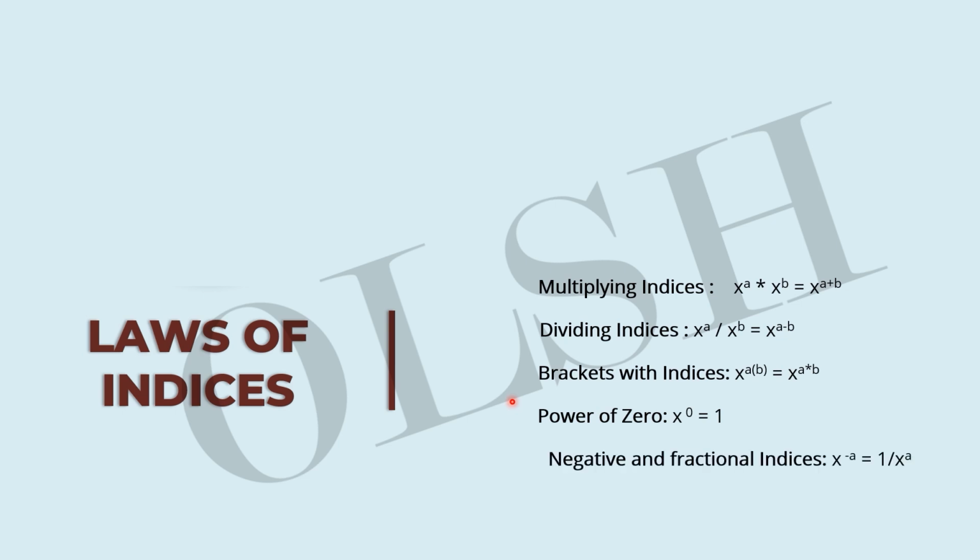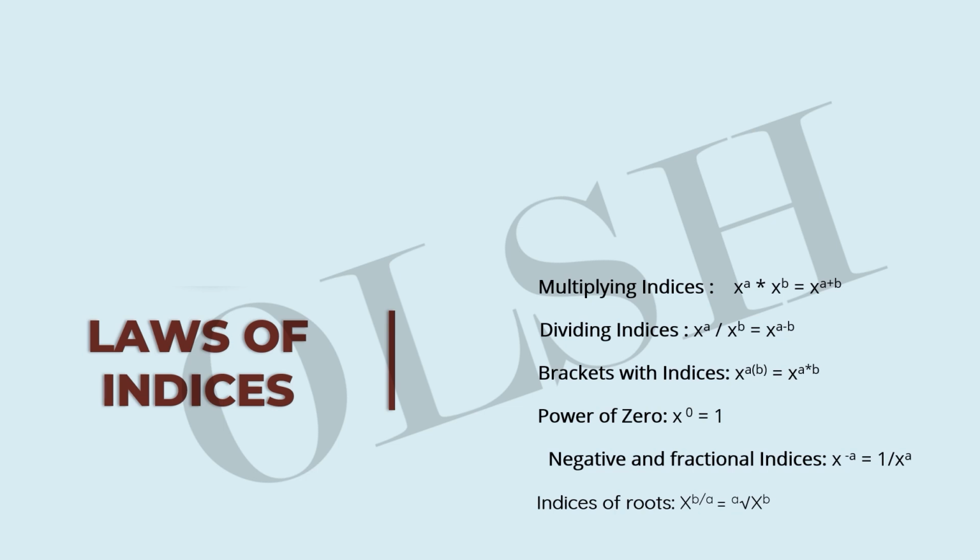So we have negative and fractional indices. In that case, when we have x raised to the power minus a, that is the same as 1 over x raised to the power of a. So the negative on the index makes it become the denominator of a fraction. We had x raised to the power of minus a previously, but it's the same as saying 1 divided by x raised to the power of a. So that's it for the negative indices.